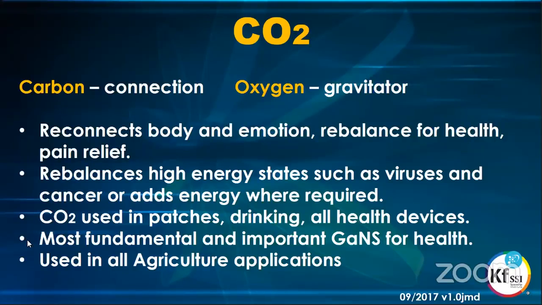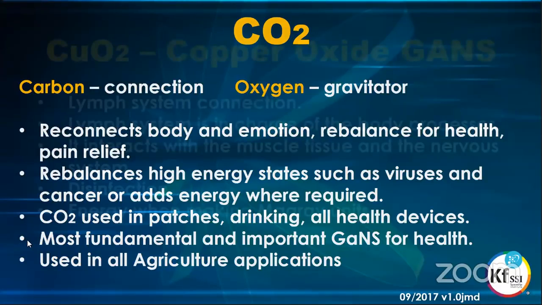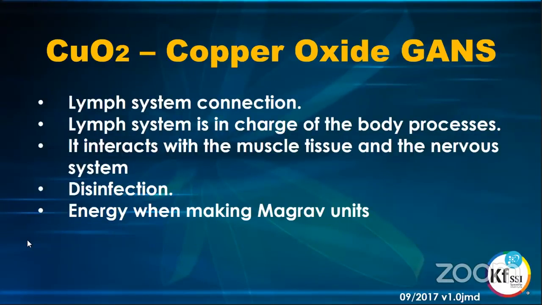Copper oxide: your lymph system connection. As your lymph is in charge of your body processes, it interacts with the muscle. It has a connection with your muscles, being with the copper. Your nervous system, it's used very much as disinfection, either on yourself or when you want to disinfect water. There are excellent properties there. And a lot of it is used in energy when you're making your magrev units as well.